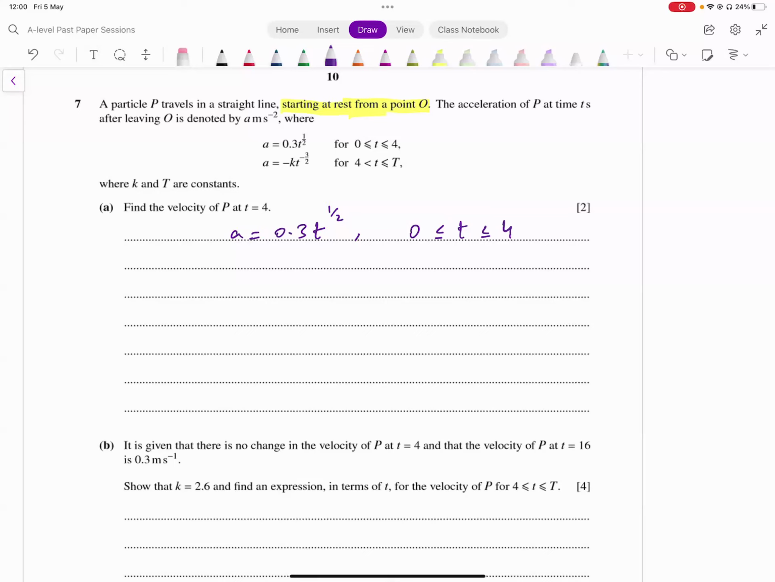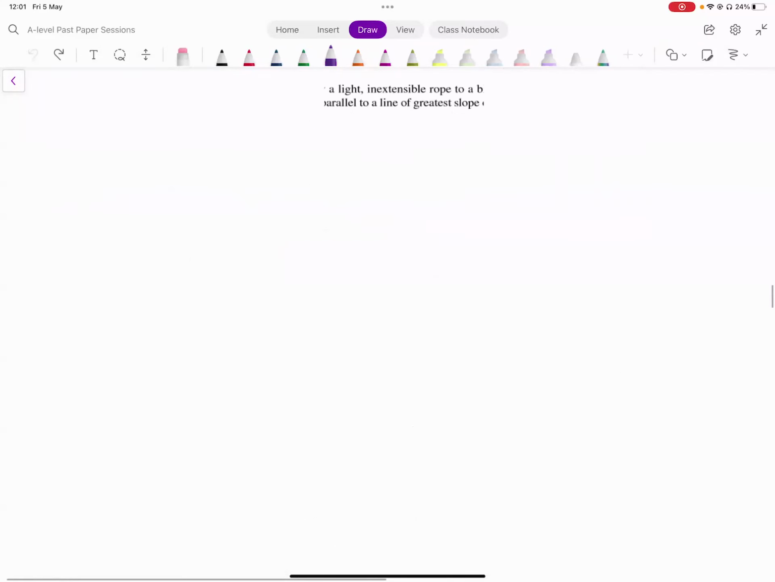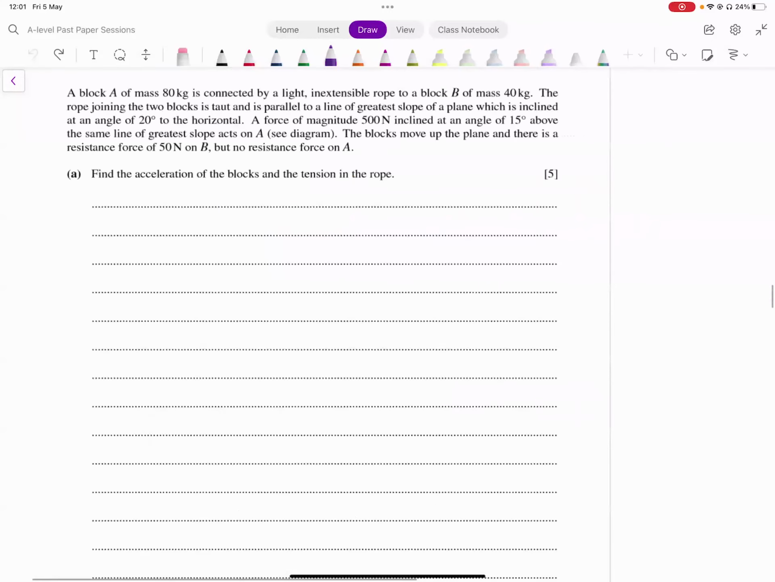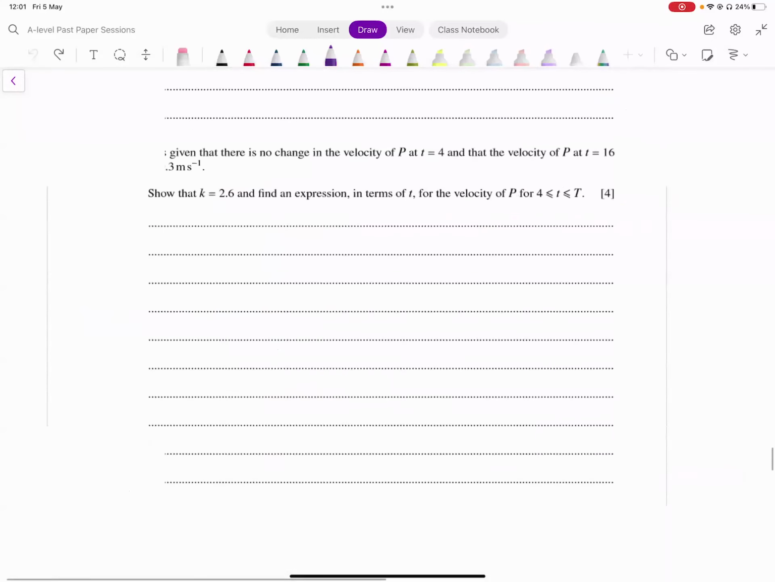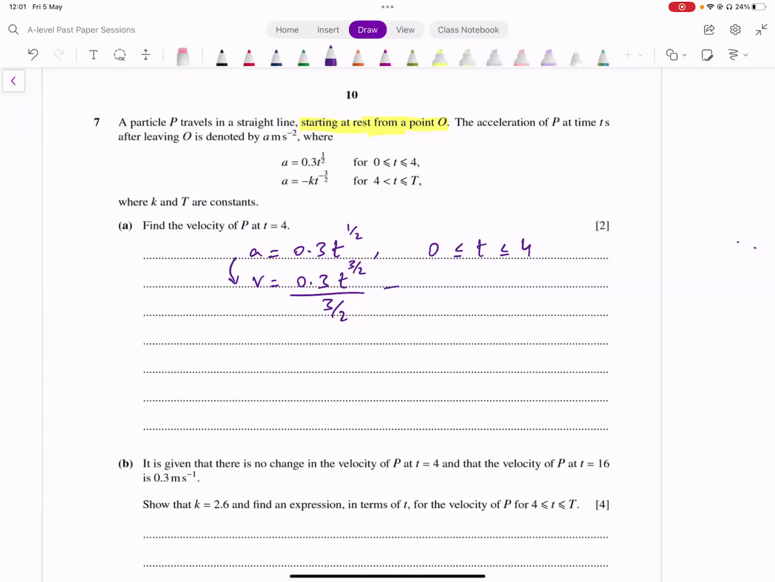Okay, integrate this, the velocity will come, 0.3 remains as it is. T's power, add 1: 1/2 plus 1, that's 3/2, divided by 3/2. But remember, whenever we integrate, we need to have a plus c, unless we are inputting limits. Here we do not input limits; we input limits for displacement, not here. Okay? Now how will the value of c come?